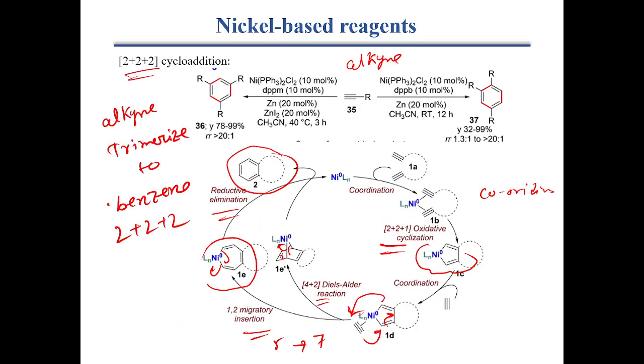Next, I have discussed the 2 plus 2 plus 2 cycloaddition product by nickel. In this case, three molecules of alkyne trimerize to form a benzene ring. First nickel reacts with two alkynes and undergoes 2 plus 2 plus 1 oxidative cyclization and forms the nickel coordinated cyclopentadiene ring, and then further one molecule of alkyne reacts via a migratory pathway giving the benzene ring, or via 4 plus 2 Diels-Alder reaction and retro Diels-Alder reaction giving the benzene ring.